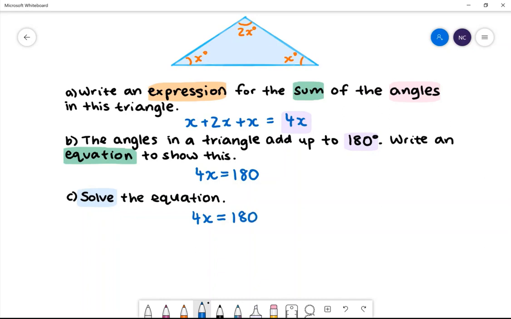We have 4 multiplied by x. The opposite operation will be division. So to move the 4 away, we'll divide both sides by 4. We'll then have x is equal to 180 divided by 4. This gives us x is equal to 45 degrees.